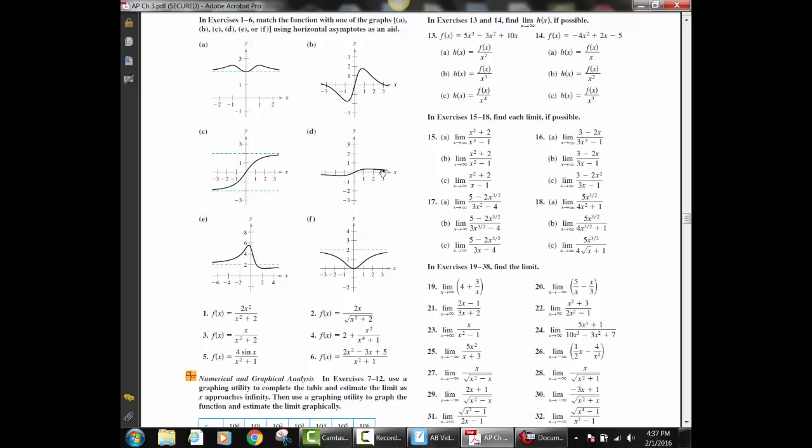This one looks like at both ends it's approaching 0, one from above, one from below. Limit as x approaches negative infinity, looks like it's approaching a height of 2. Same thing on the far right side. Notice the graph does cross it there. And here, the limit as x approaches infinity seems to be approaching a height of 2 on both sides.